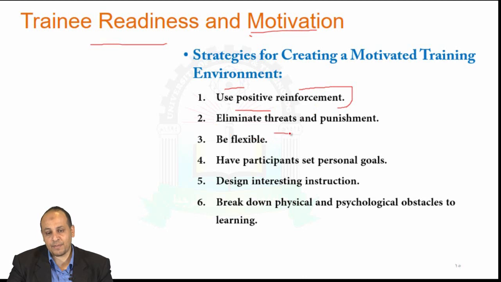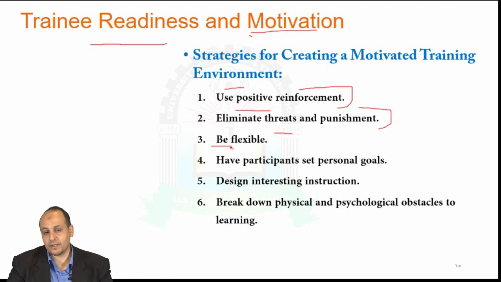Eliminating threats and punishment. This is another way to be effective, to create readiness, to motivate the trainees to attend and participate and change behavior. So it is really better to use positive reinforcement than to use threats and punishment.